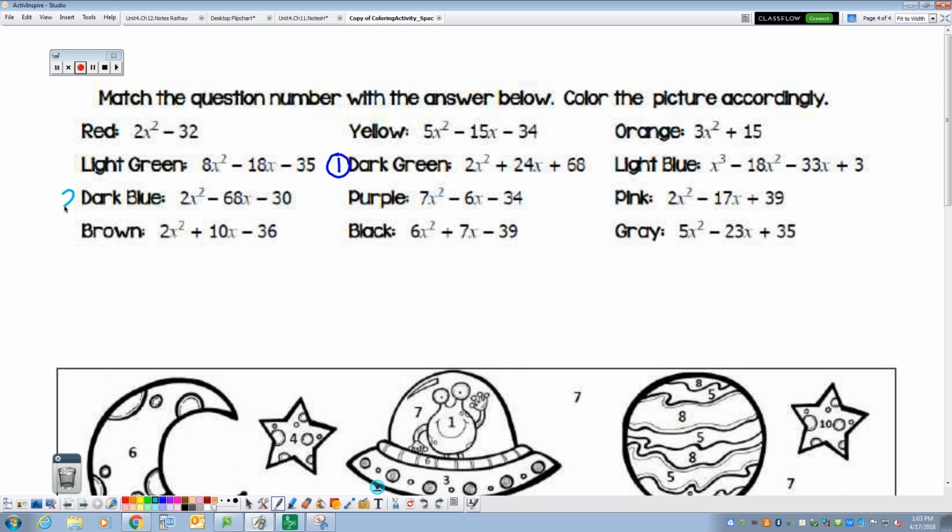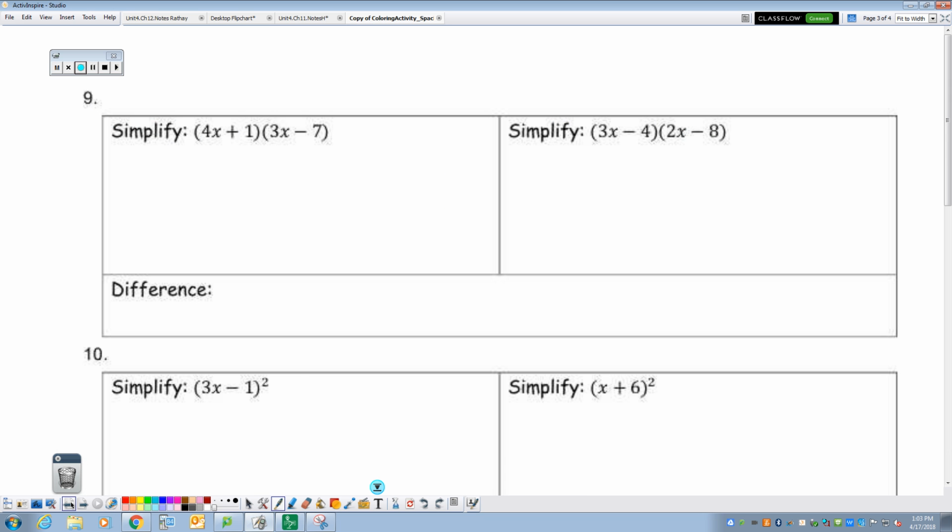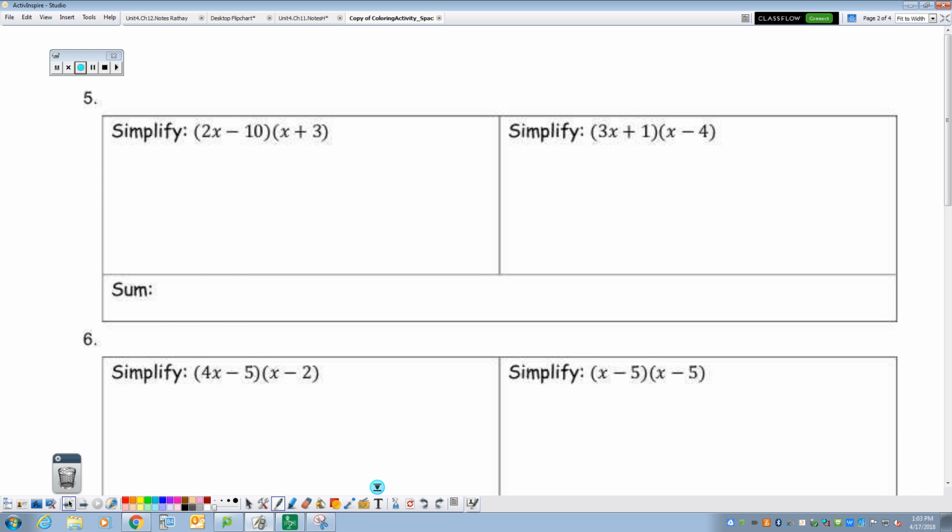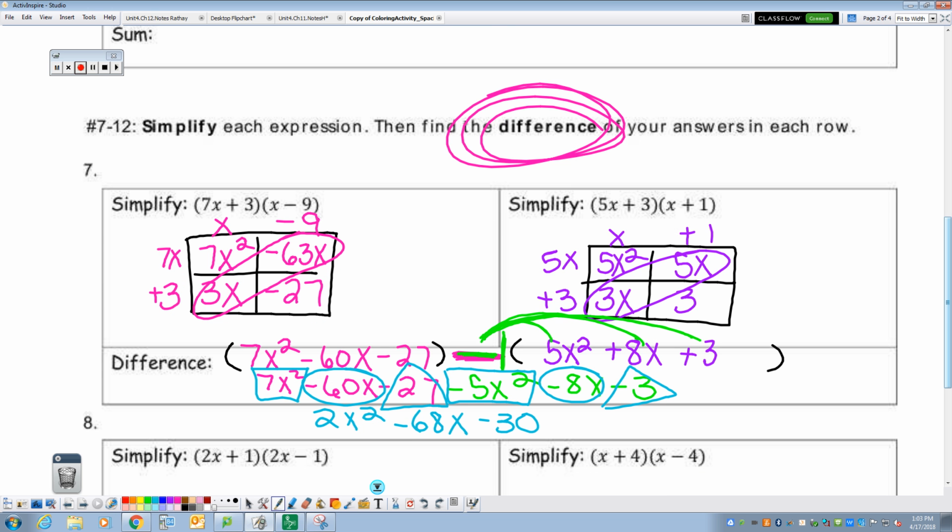Here it is. Dark blue is number 2. I am double checking 2x squared minus 68x minus 30. All of my signs are correct. Everything has to match. Oops, that wasn't question 2 though. We're doing number 7 right now. Sorry. So number 7 is dark blue. We can either color it or label it. I think most of you will choose to label. So the answer to question 7 is dark blue. The rest of the packet, you should be modeling after the 2 examples that I just did with you.